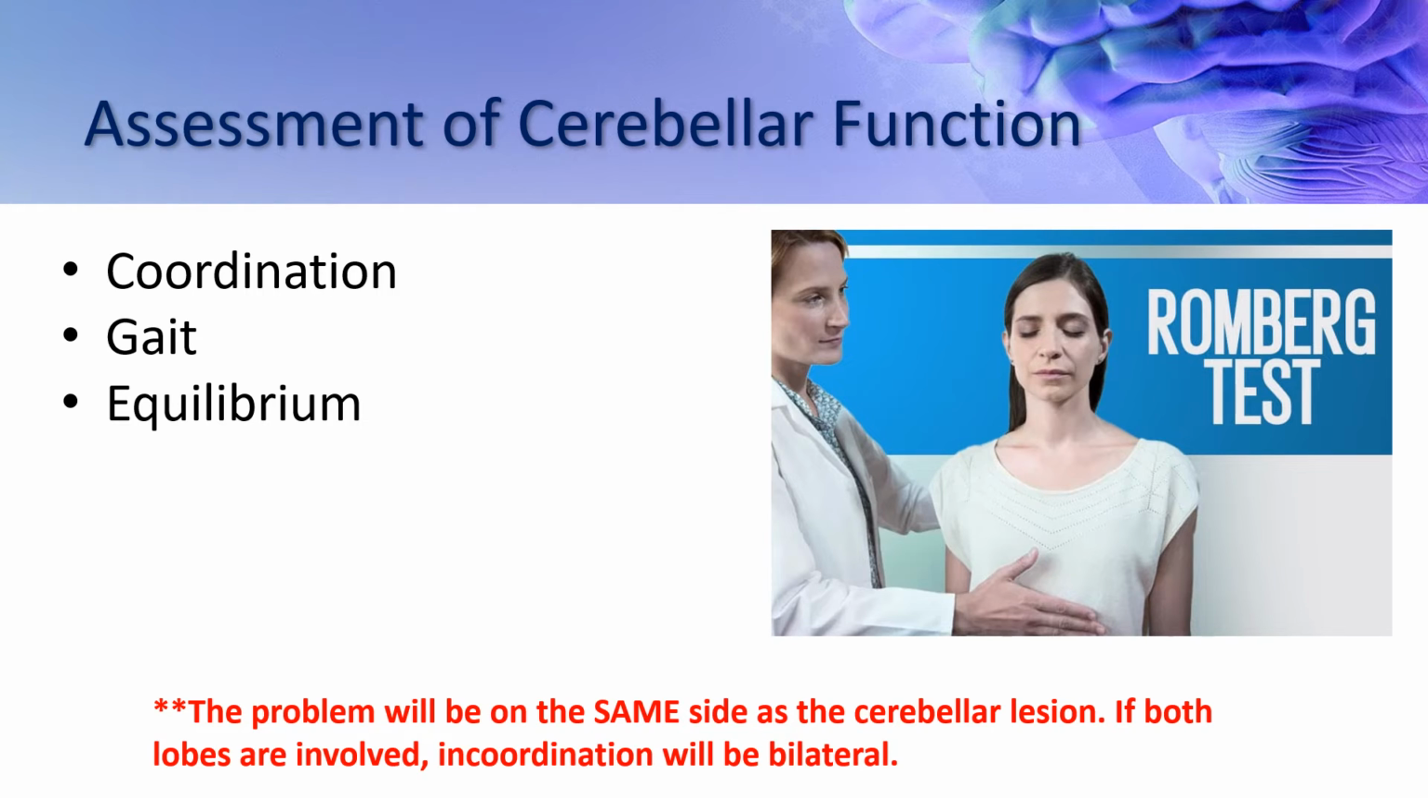A positive Romberg test means that there's some deficit somewhere, whether it be an injury in the brain or even some vitamin deficiencies can cause that, like vitamin B. And let me point out that the problem will be on the same side as the cerebral lesion. Like we said earlier, if both lobes are involved, then incoordination will be bilateral.